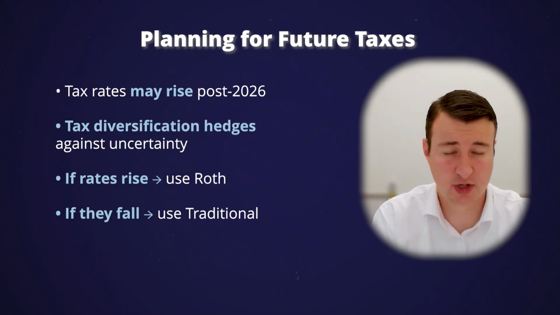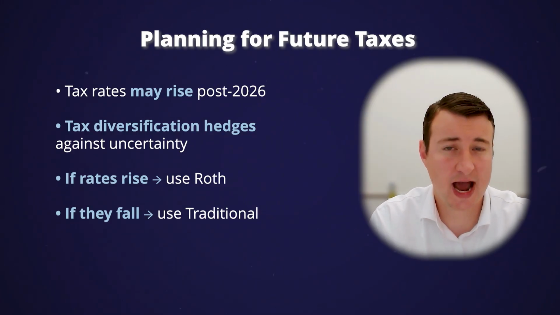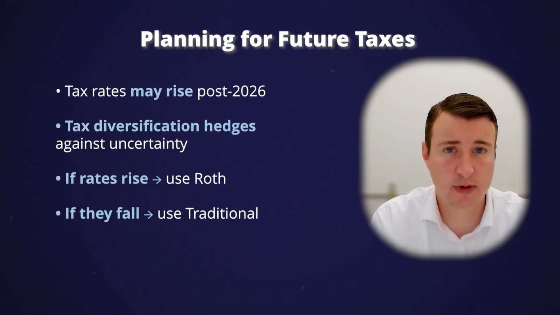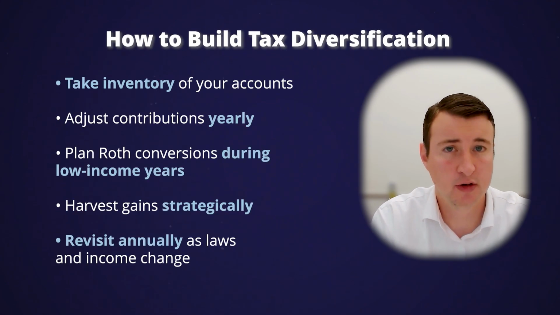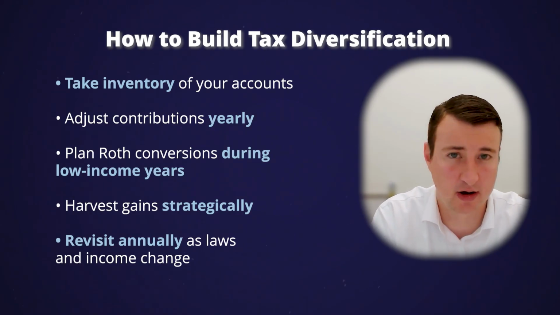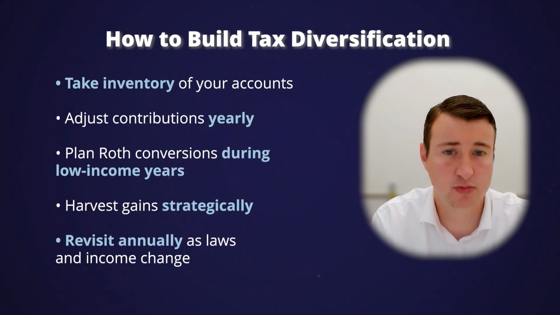So let's focus on what you can control then, and that's building tax diversification before retirement and during the early years of your retirement. So first, you want to take inventory of your balances. Add up your current traditional, Roth, and taxable account balances. Are you overweighted in one area? Next, adjust your contributions. Use Roth options if available, or backdoor Roth if your income is too high.